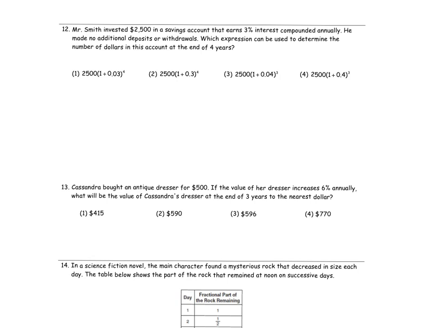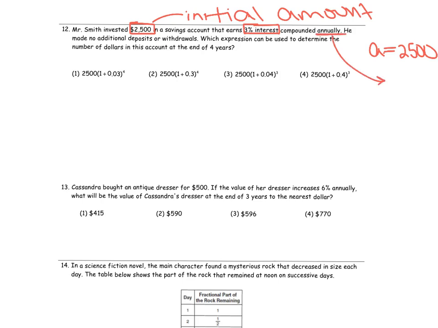Let's take a look at example 12. So we have Mr. Smith invested $2,500 in a savings account. That's his initial amount. So there's your A value. A is equal to $2,500. His savings account earns 3% interest compounded annually. Remember, annually means yearly. All right? He made no additional deposits or withdrawals. Which expression can be used to determine the number of dollars in the account at the end of 4 years? Now, guys, when you see a question like this, notice that there was no keyword there of growth or decay.